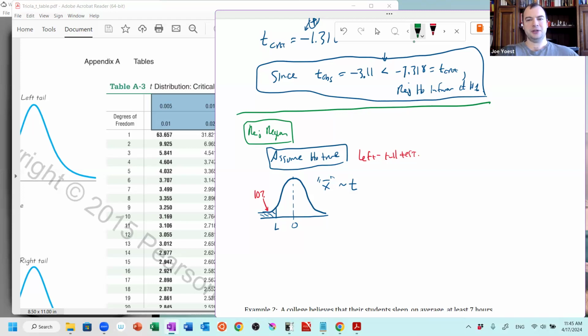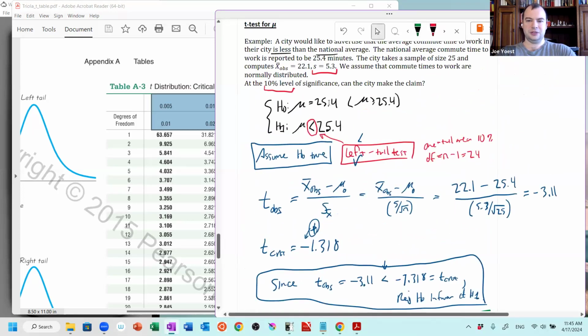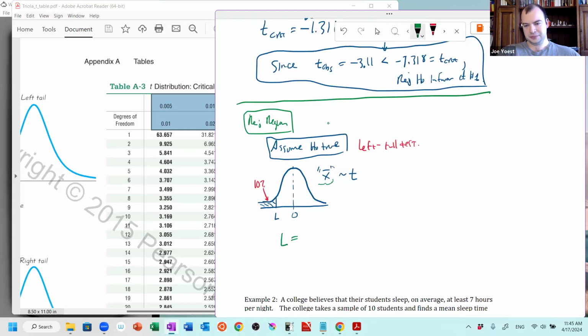And again, we can just think back to our confidence interval section, and we know that this is going to be the center of my kind of quote X bar distribution. If we assume H naught is true, that's going to be 25.4. And then we just do minus this thing we call T alpha. This is a one tail area of 10% with degrees of freedom of 24, times S X bar, or S over root 25.